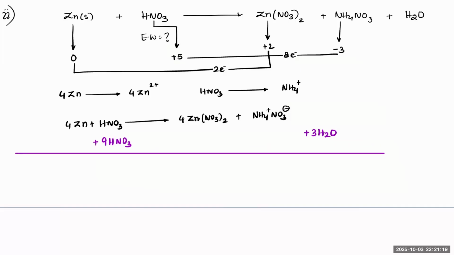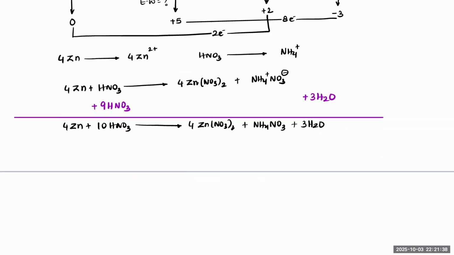So now let me add all of them. So what do I get? 4 Zn plus 10 HNO3. That is giving 4 Zn(NO3)2 plus NH4NO3 plus 3 moles of H2O. Okay. Now if I have to find out the equivalent weight, it will be molecular mass by 2, because zinc is only releasing 2 electrons.